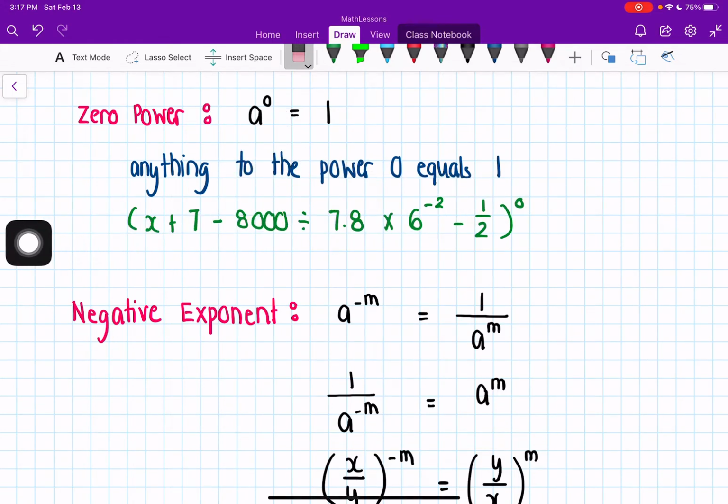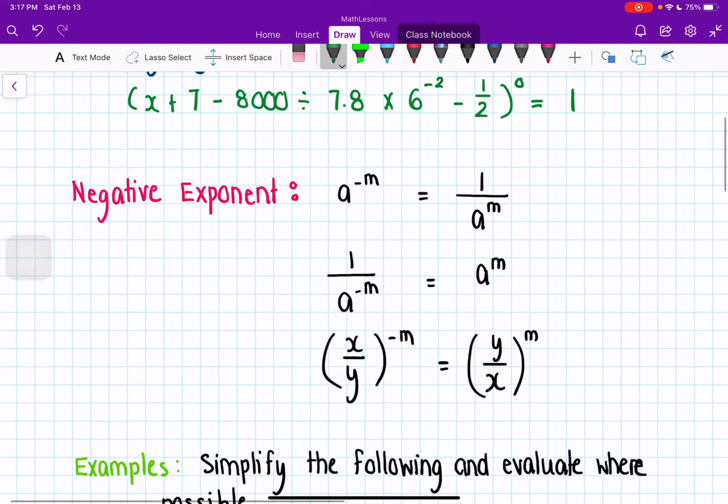So if you look at the example I've drawn here, we have this really complicated looking bracket, and then at the end we just say the bracket is to the power 0. Well, anything to the power 0 equals 1. So it doesn't matter what is going on inside that bracket. We know that if I say the bracket is to the power 0, then the answer is 1.